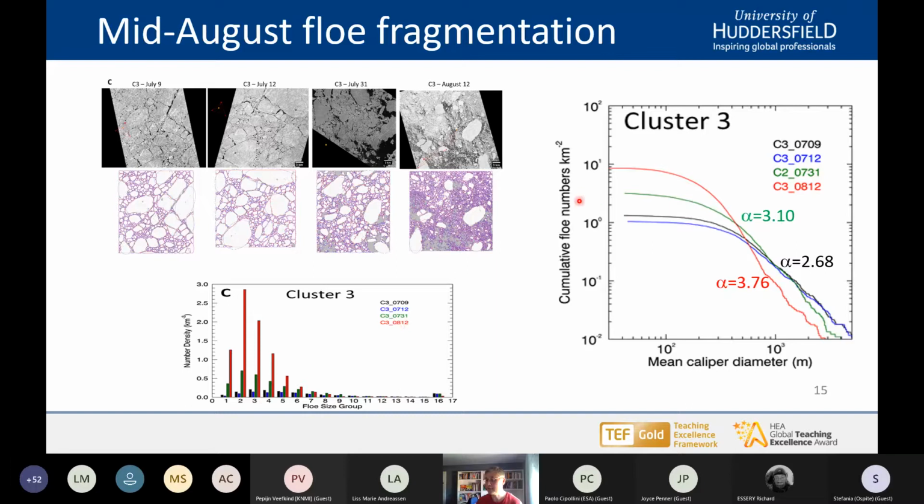Or you can see from the cumulative distribution, on the 12th of August, you see the big increase of the alpha value compared to the other dates, like end of November or mid-November. So that indicates there was a certain change in floe size between the end of July and mid-August. As I said before, we first thought this was about waves, because waves came in that period and broke up all the ice floes.